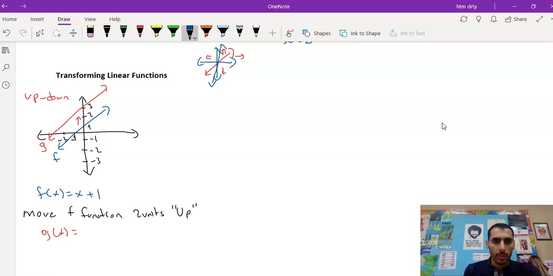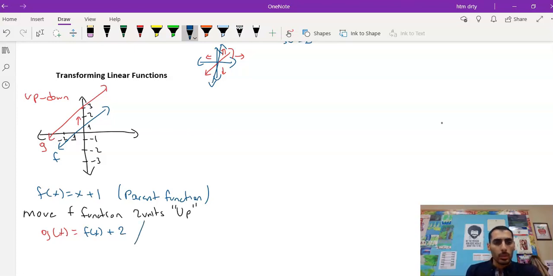So we have the parent function, we call this the parent function. This parent function now has a kid because we have a new one, so we move it up and we get a new function. So this is going to be f(x) plus 2, up means plus 2. So here is what we get.